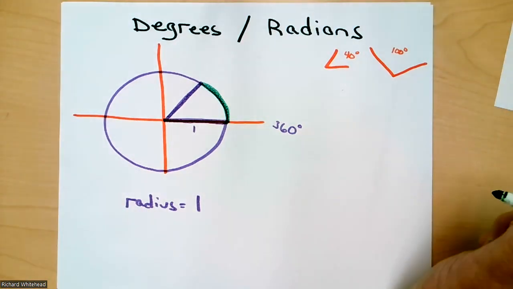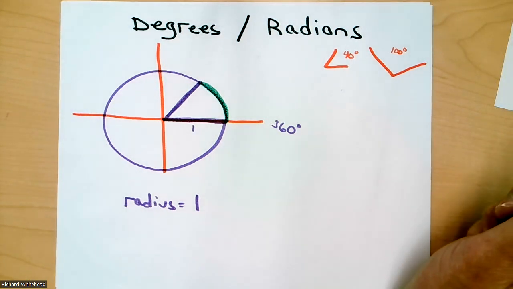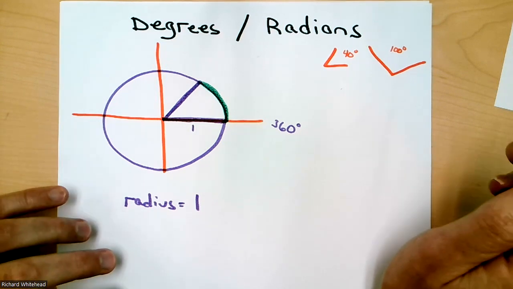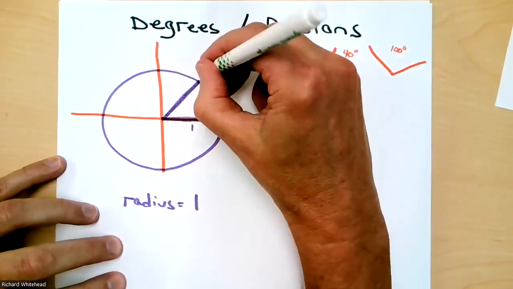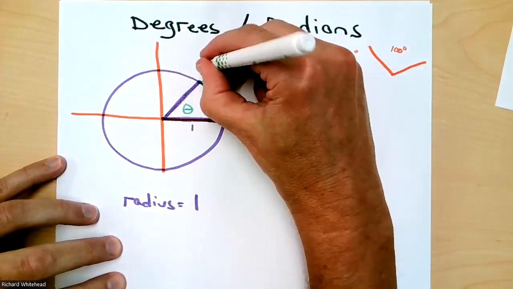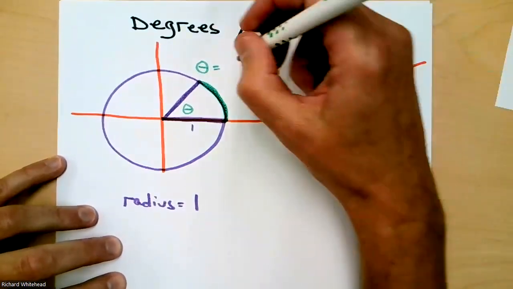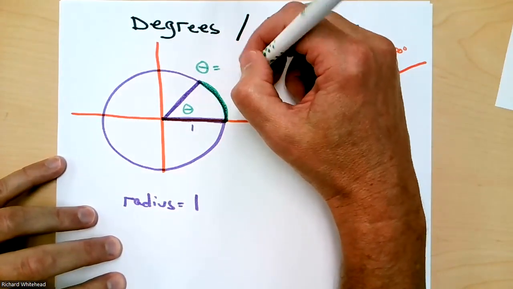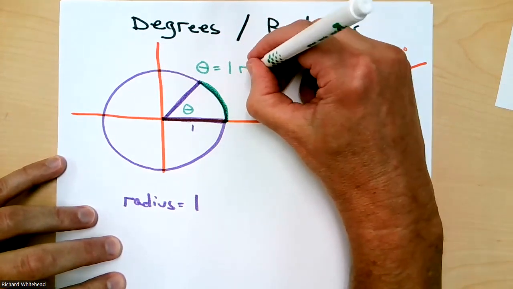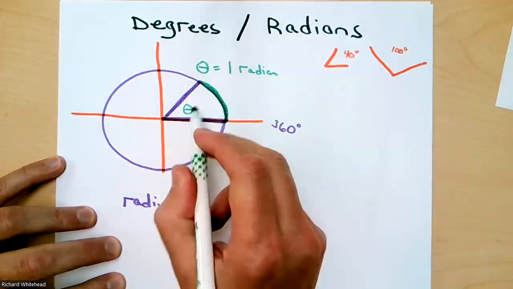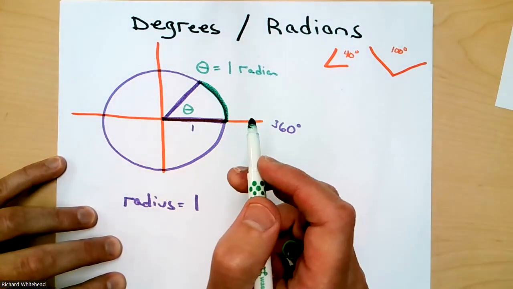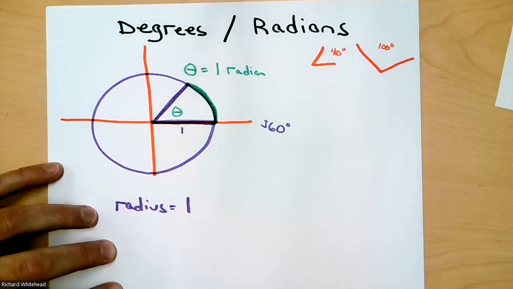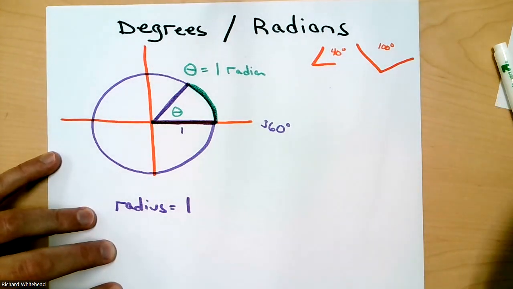So we usually just use R for that. We would say theta. So here's my angle theta. If I said theta was, say, 1 radian, that would mean the length of that arc is 1 radian. So you're thinking, okay, that doesn't make any sense. Where are you going with this? All right, here we go.